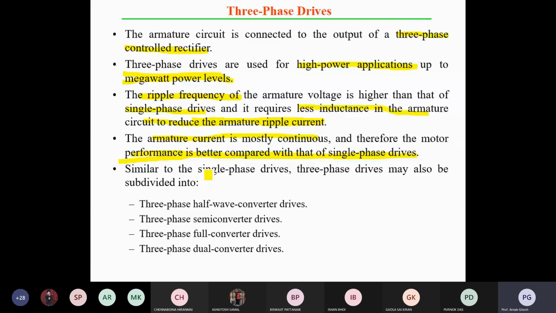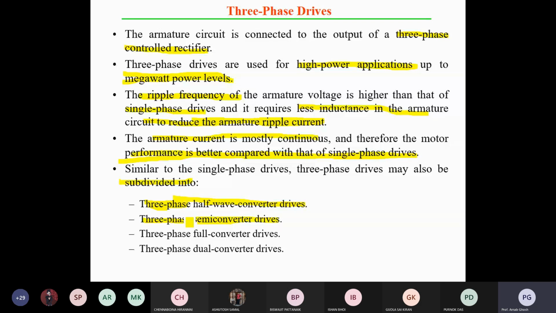So subdivided into different parts. More or less the rest of the thing is the same, only the output voltage is different. Initially it was the single phase half wave control drive. Similarly, you can write three phase half wave control drives. Okay, the single phase will be replaced by the three phase. Same thing, the single phase semi converter drive.